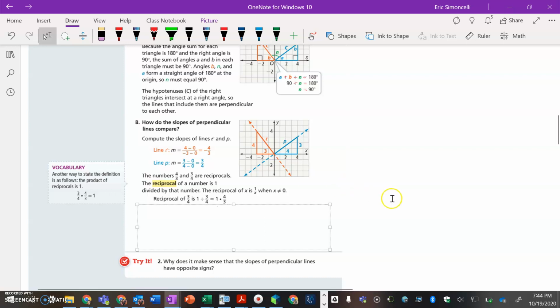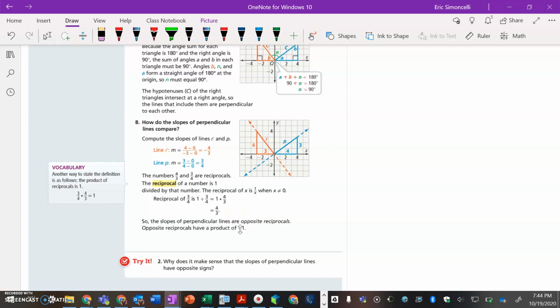First, they say the reciprocal of a number is 1 divided by that number. So yes, 4/3 and 3/4 are of course reciprocals. The reciprocal of x is 1 over x when x is not equal to 0. So the reciprocal of 3/4 is simply 1 divided by it, or 1 times its reciprocal. We know about reciprocals, hopefully. In other words, just flip your fraction. But there's more to it. There's actually a sign as well that's different. So 4/3 in comparison to 3/4.